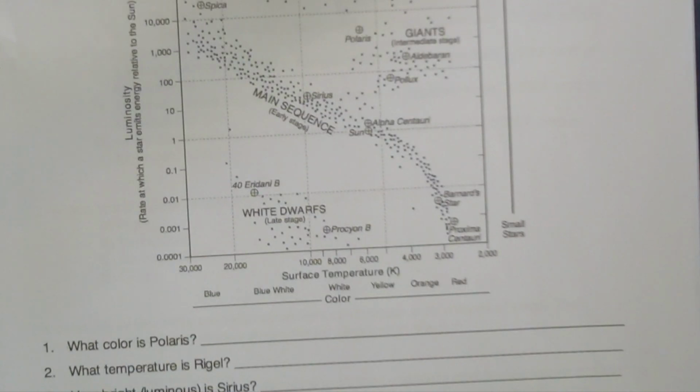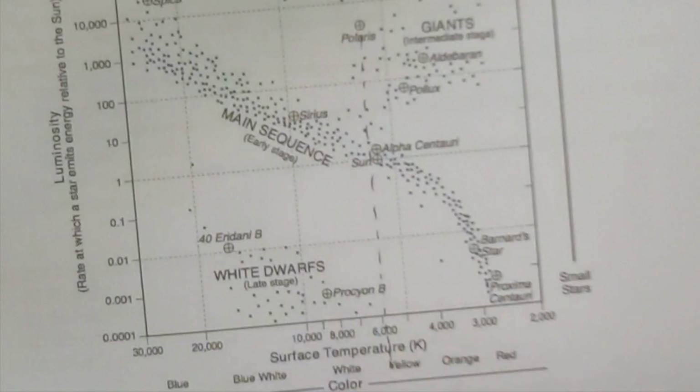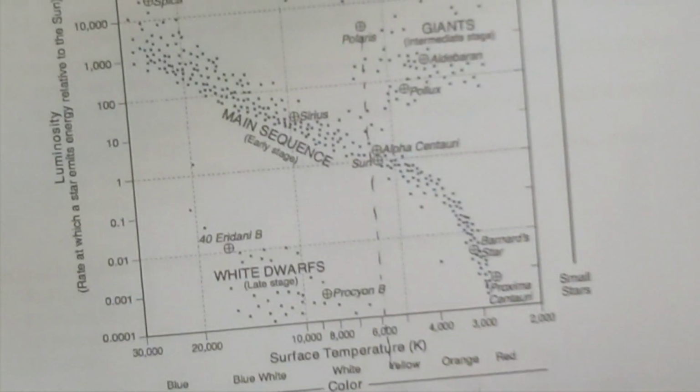What is the color of Polaris? Polaris is found on the chart right here. If I follow this down to the bottom, Polaris would be classified as a yellow-colored star.